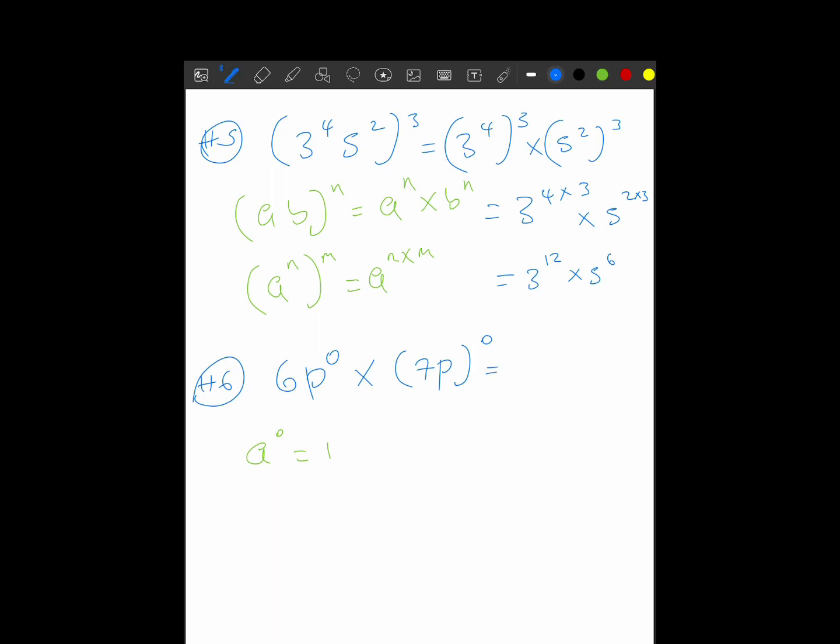So in this case, 6 times p power 0, which is 1, times 7p power 0, which is also 1, because anything power 0 is 1. So I write 6 times 1 times 1, which is 6. So that's your answer. Easy.